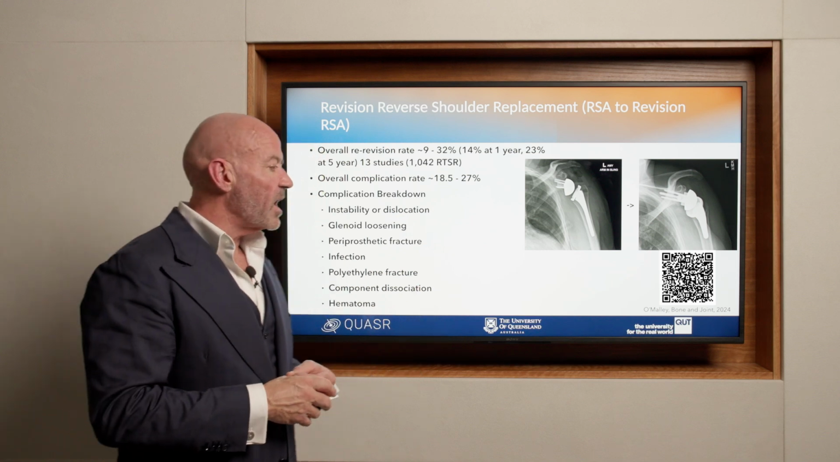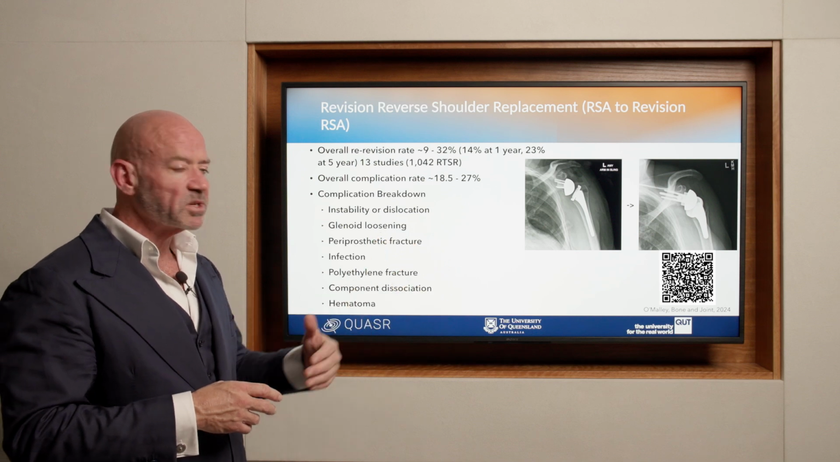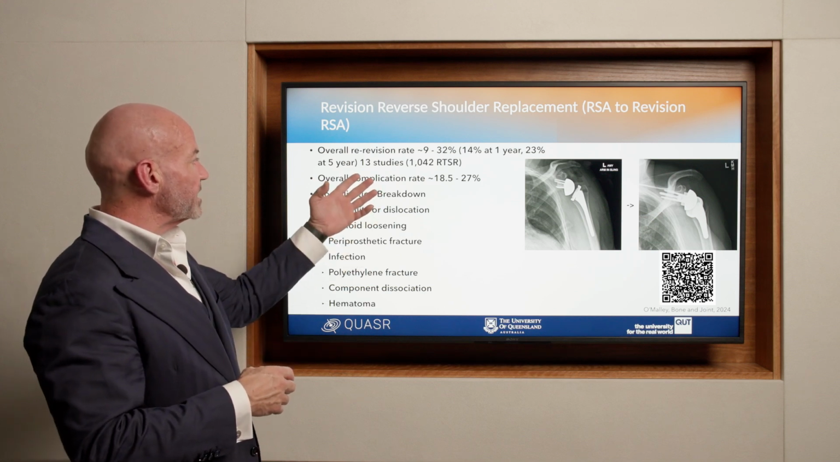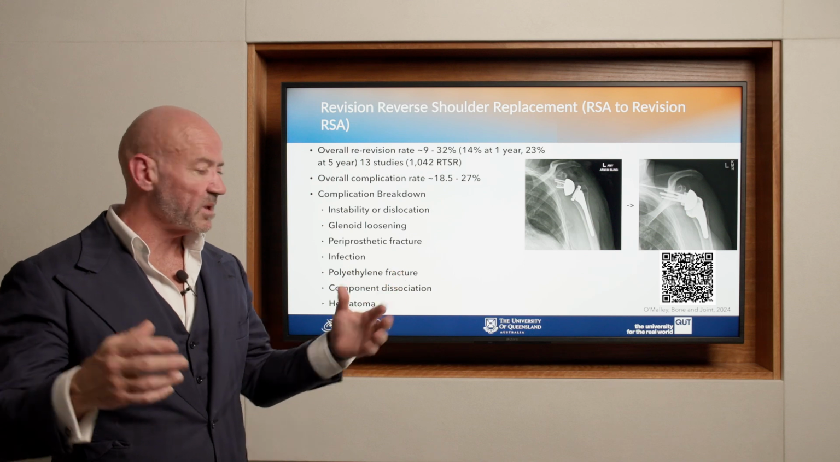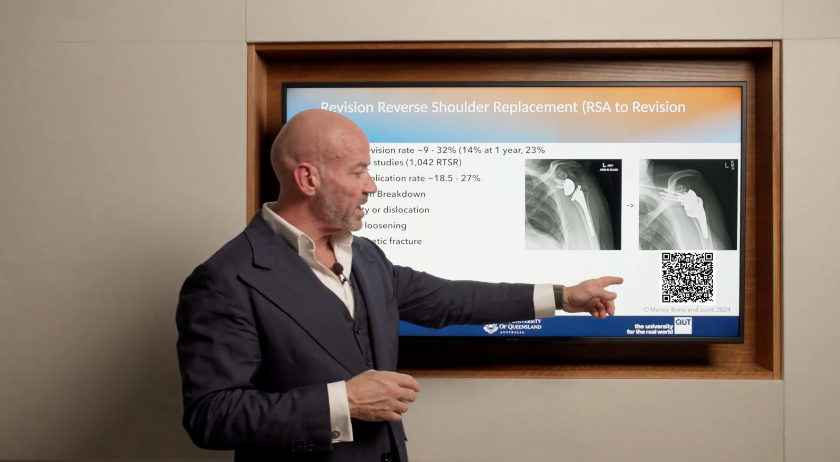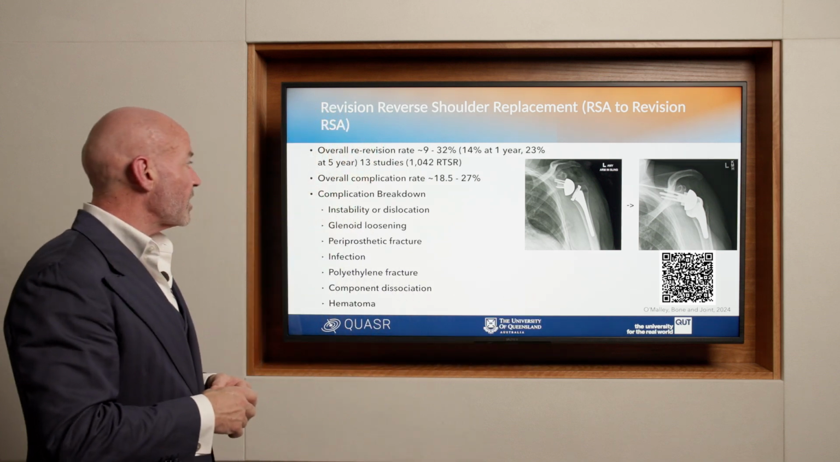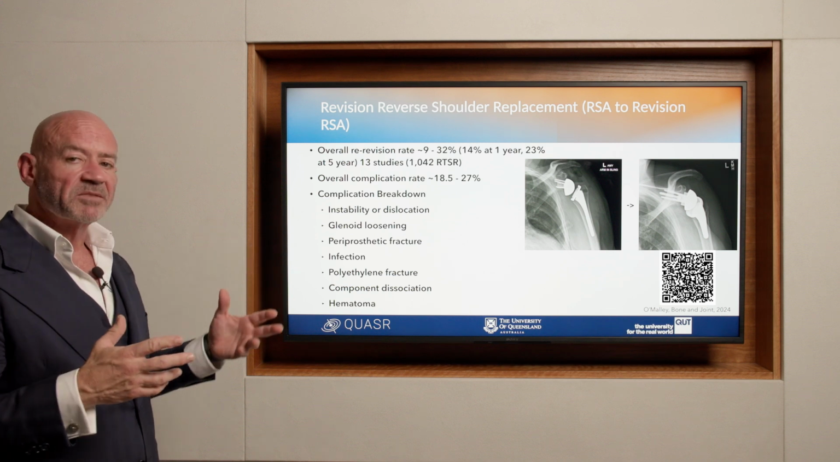To put some science behind it, O'Malley et al. published in the Journal of Bone and Joint Surgery in 2024 a systematic review. They looked at 13 studies, which included 1,042 revision shoulder replacements. If you'd like to look at the actual paper itself, you scan that QR code and we'll take you to that paper. So their overall complication rate was around 20 to 27%.